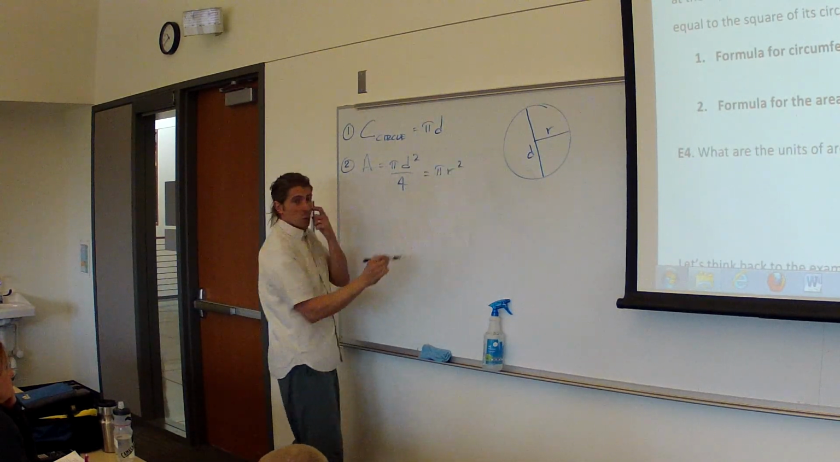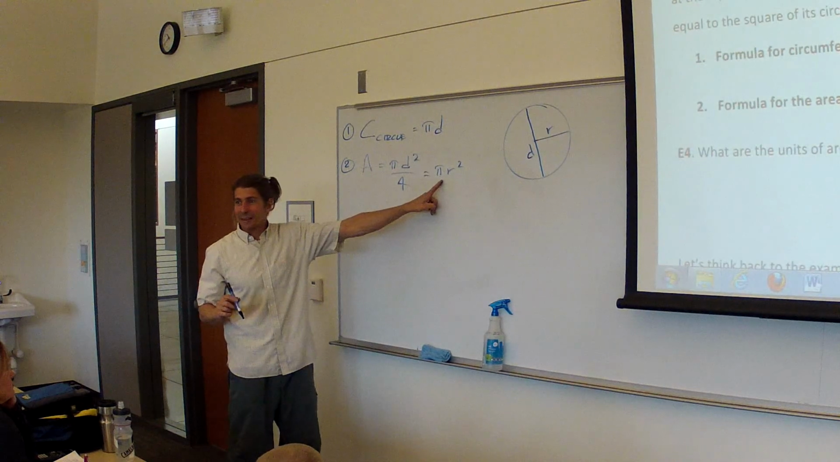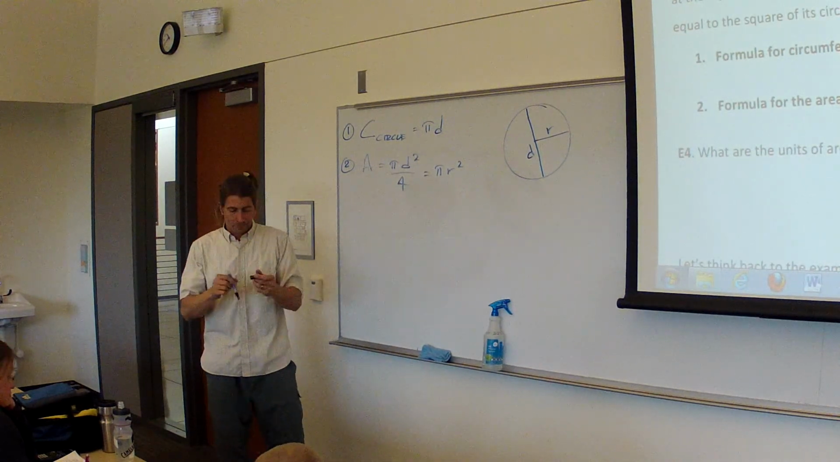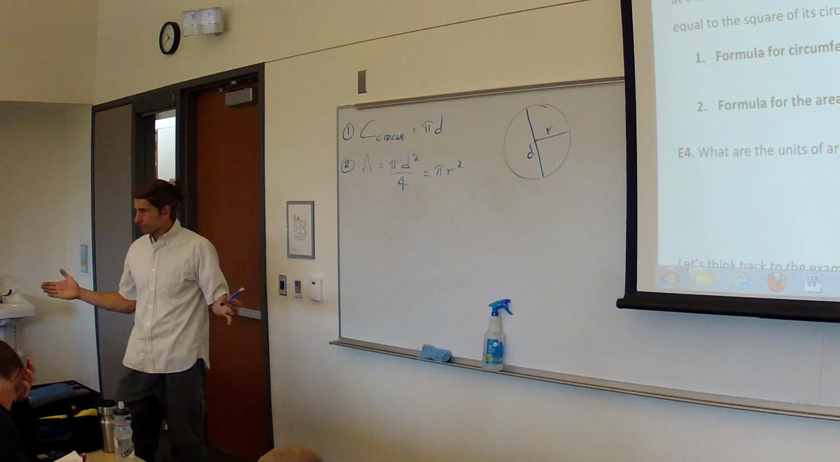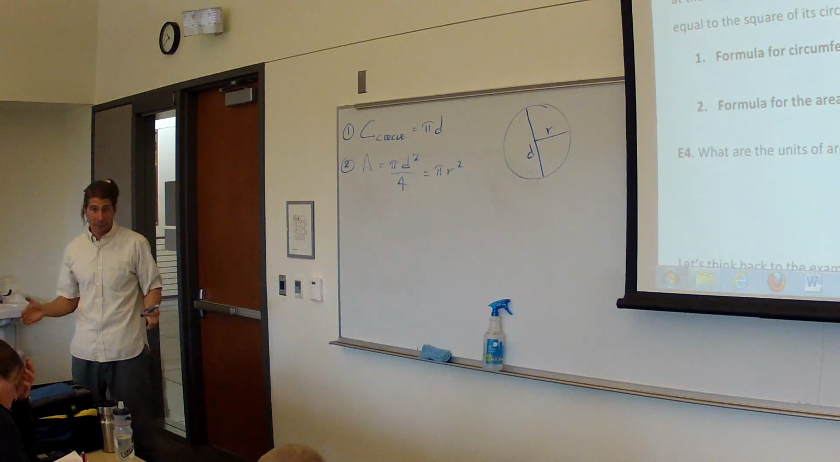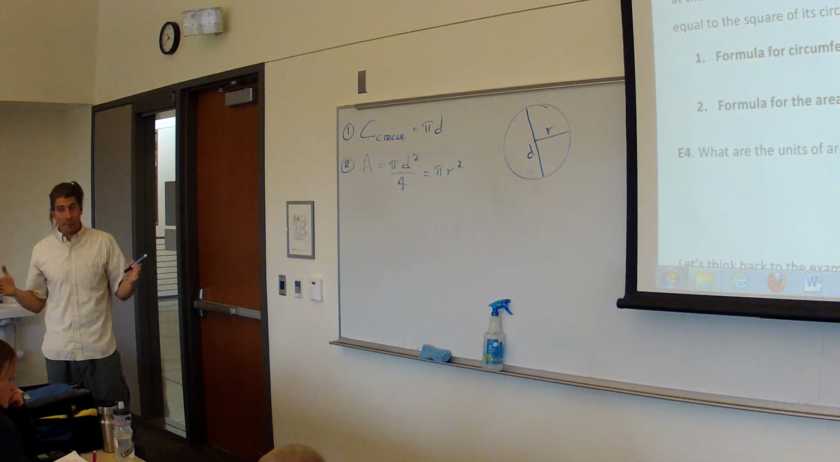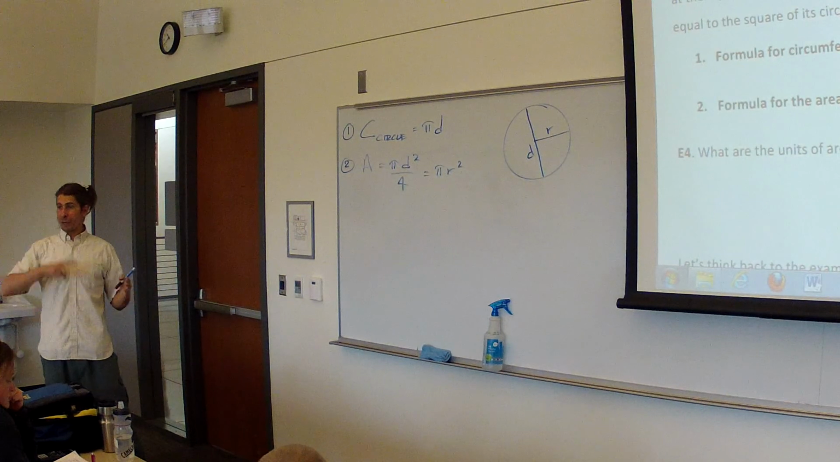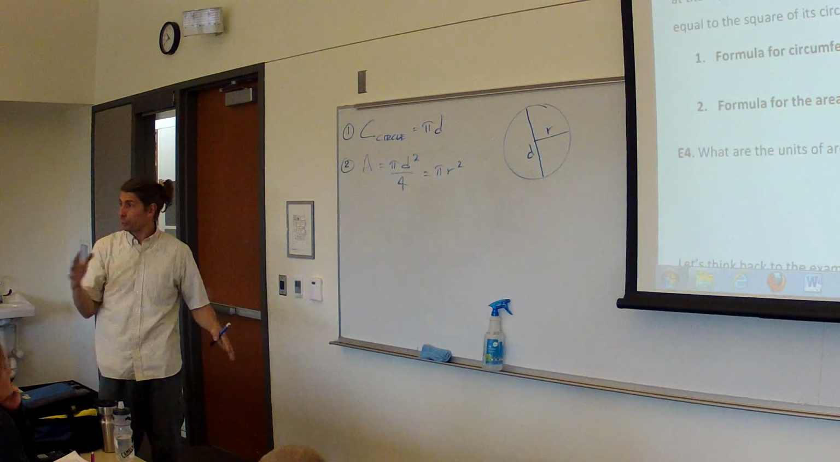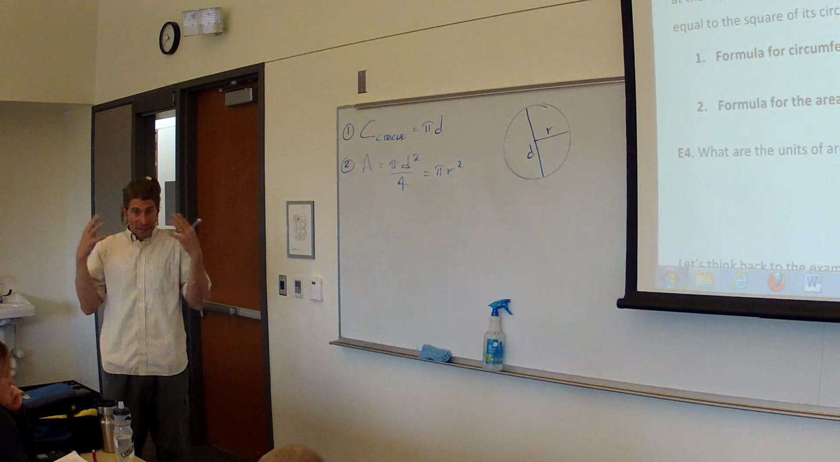Pi times the radius squared. Engineers can't stand this formula. Think about why. Suppose you're out in the field, you've got a big pipe, and you're trying to figure out the flow through that pipe. In order to know the flow through that pipe, you have to know the cross-sectional area of the pipe and also the speed at which the fluid is actually going through it. So you have to figure out the area of the pipe.